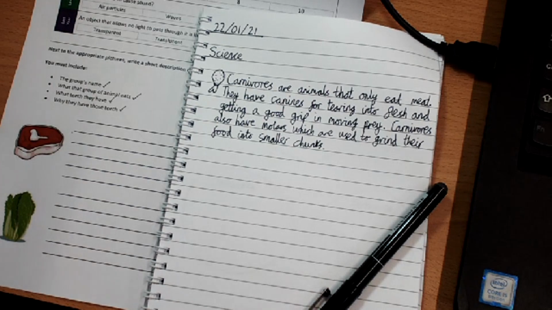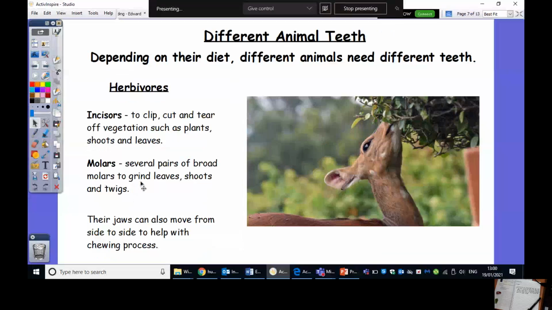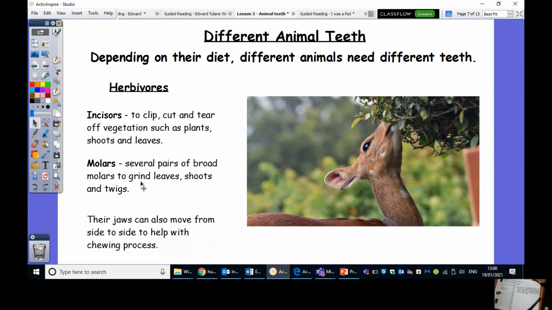Okay, so hopefully you've finished writing your paragraph on herbivores. So, I'm going to share my screen again. And before we move on to the next group of animals, can you firstly remember what it's called? So we've done carnivores that just eat meat. We've done herbivores that just eat plants. Now, what do you call something that eats both plants and meat? Okay, call out in 3, 2, 1.